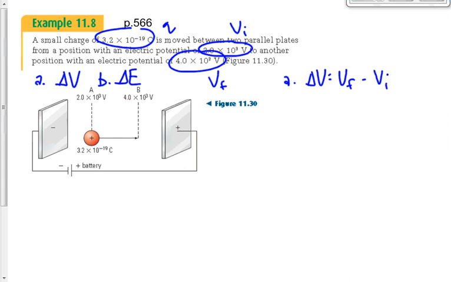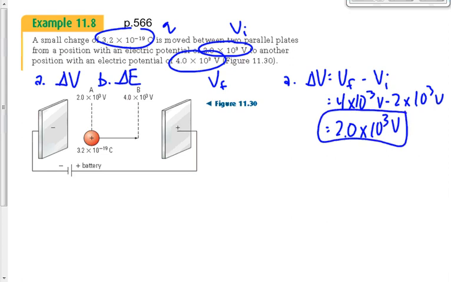VF is 4 times 10 to the 3. Subtract 2 times 10 to the 3. Gives us a value of 2.0 times 10 to the 3 volts. So the easiest way to find potential difference is to subtract the 2. If you don't have that, then try your other equation, V is equal to delta E over Q.